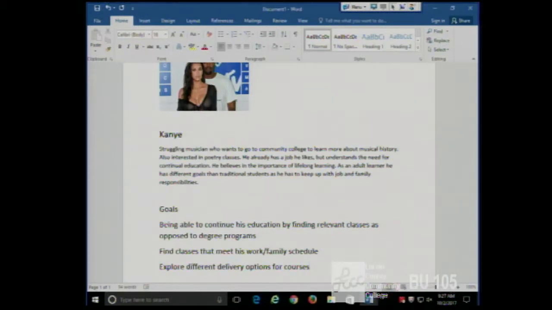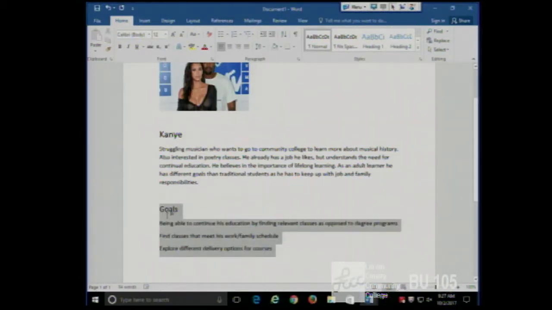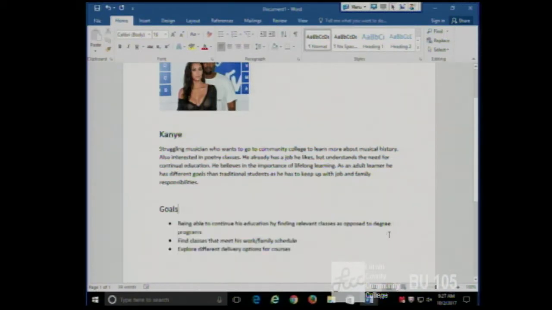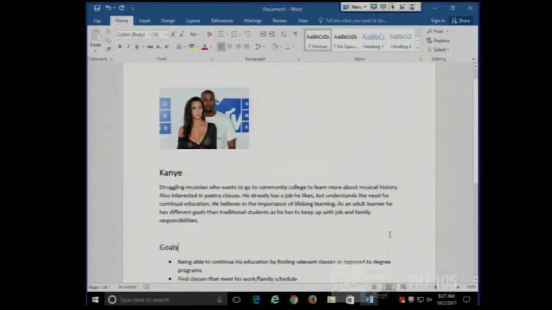And so one of the personas might look something like this. All right? We have a picture, we have given them a name, we've written a little paragraph about their situation, focusing on why they're relevant for our particular problem, what's different about them than our other personas, and then defining 3 goals. All right? You'll do this for 3 different personas.